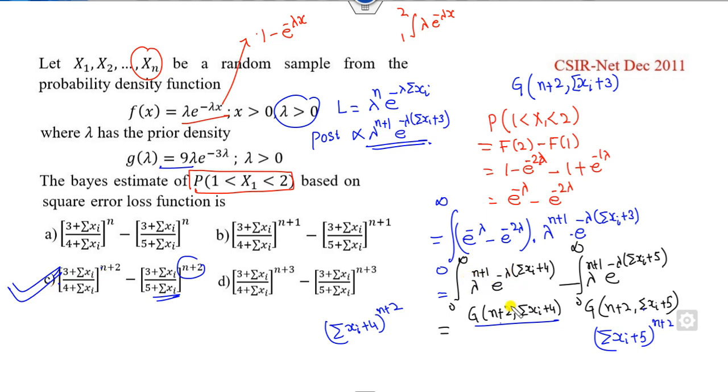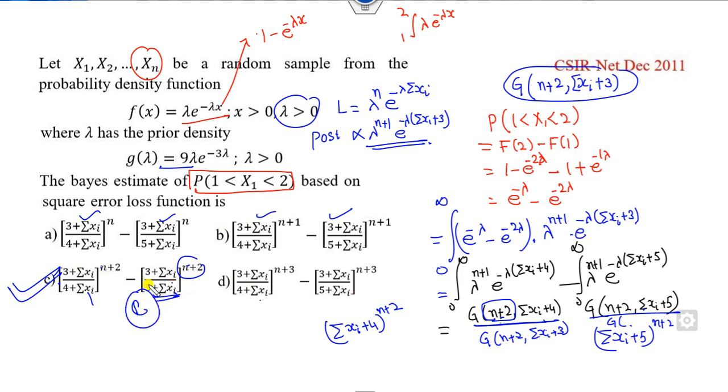Otherwise once you integrate them, divided by the posterior, you can see this is gamma of n plus 2 over this. Similarly for this, divided by gamma of n plus 2 of this. The better way is that in each of these cases the numerator is fixed, only the denominator differs, and the power we have calculated is n plus 2. So the right answer is C.